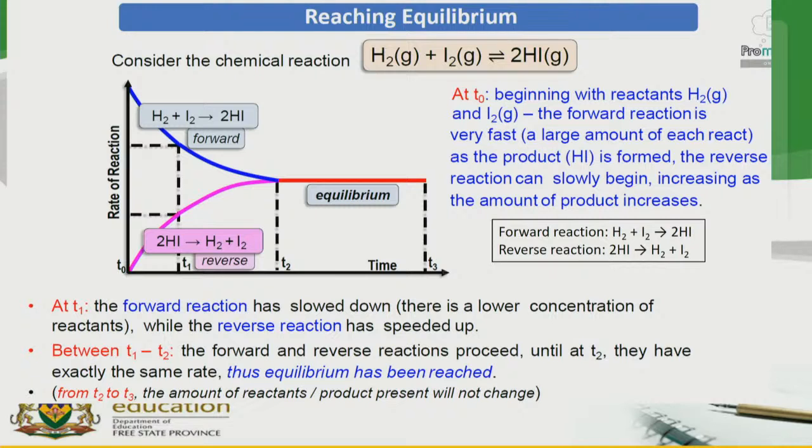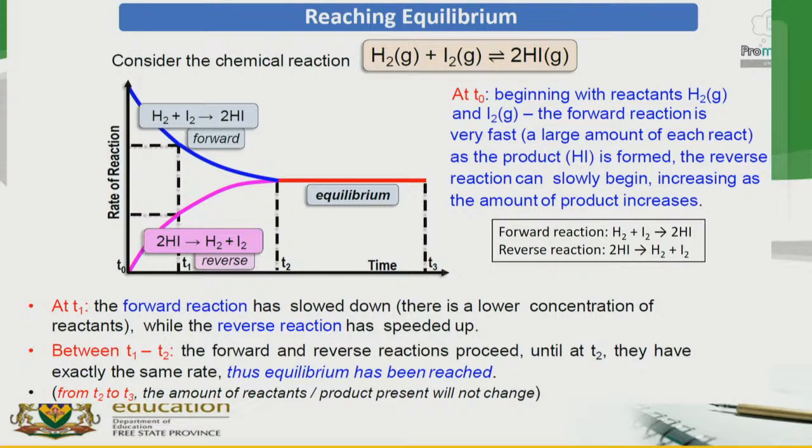But as they start reacting, they get used up. It means their concentration decreases. As the concentration of hydrogen and iodine decreases, therefore the rate of the reaction will decrease. Remember, hydrogen and iodine are reactants for the forward reaction. It means the rate of the forward reaction will start decreasing.